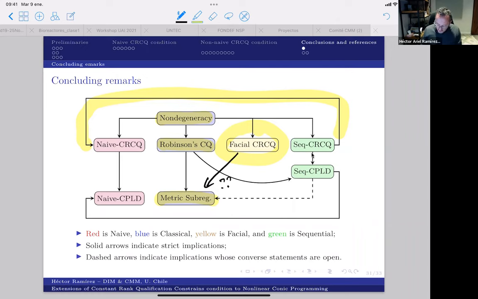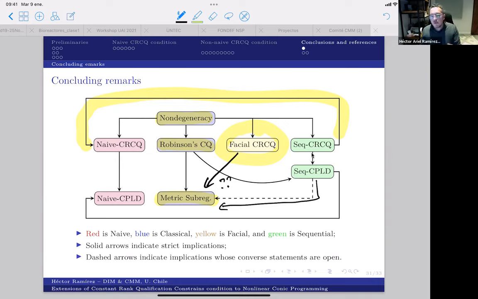And actually, we are able to prove that sequential is strictly weaker than sequential CPLD, okay, it's stronger, but we're not able to prove that it's strictly stronger than the metasurability. And that's more or less the panorama we have.